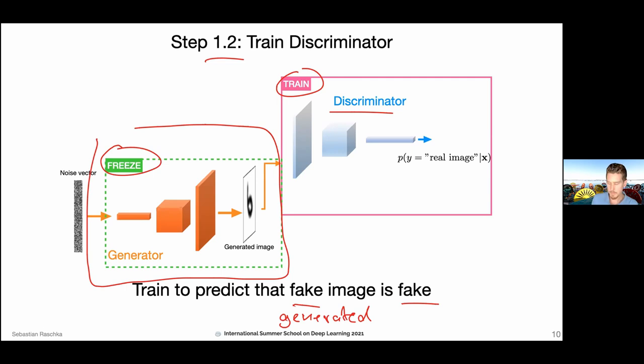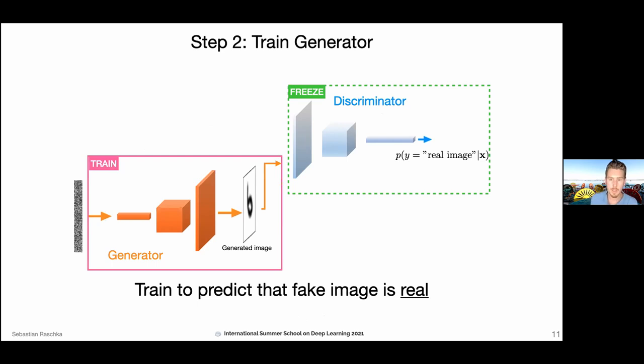So step 1.1 and step 1.2 were the discriminator training steps. Now step two would be training the generator. Here we do the opposite. We are now fixing the discriminator and only training the generator. The goal of the generator is to learn to fool the discriminator. So what we want is that the discriminator thinks that these generated or fake images are real images.